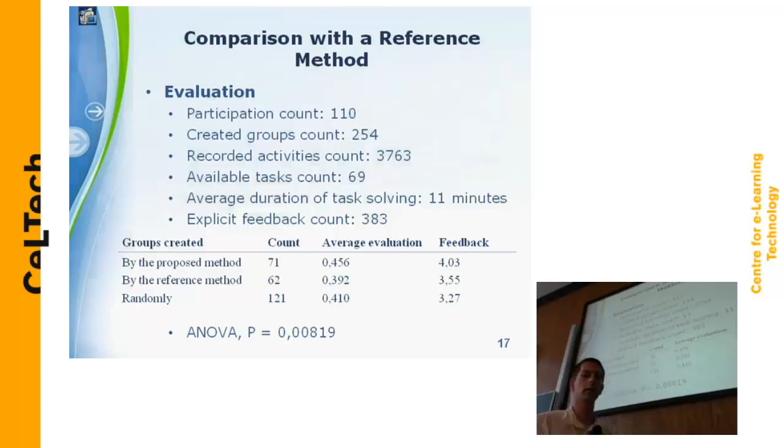The interval of these numbers is from 0 to 1. And feedback is from 0 to 5. They have a 5-star range.